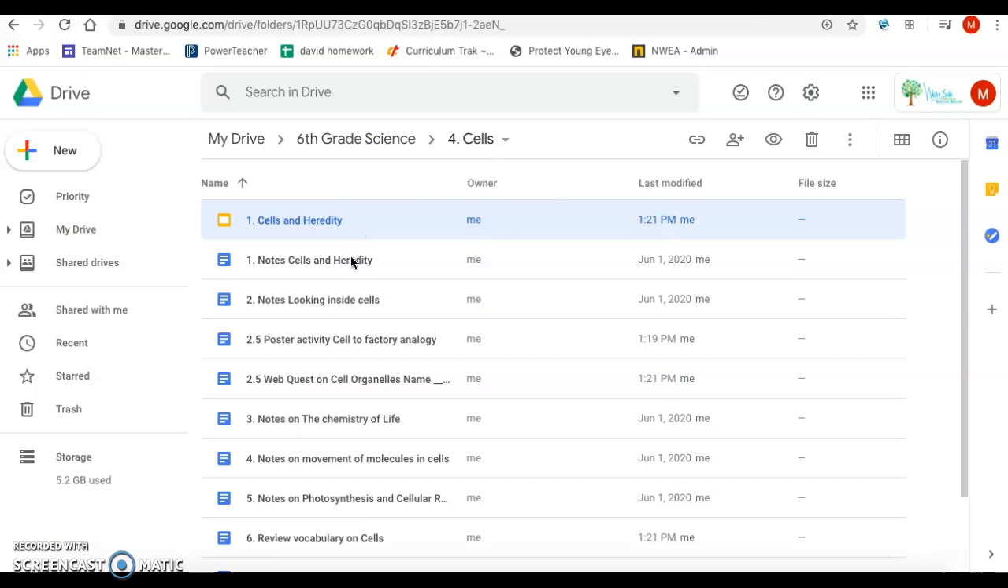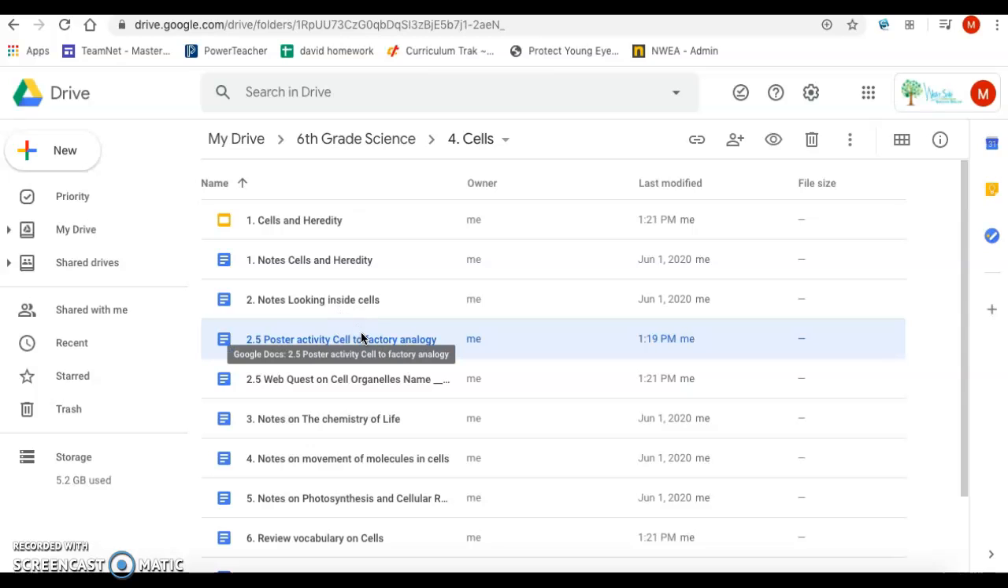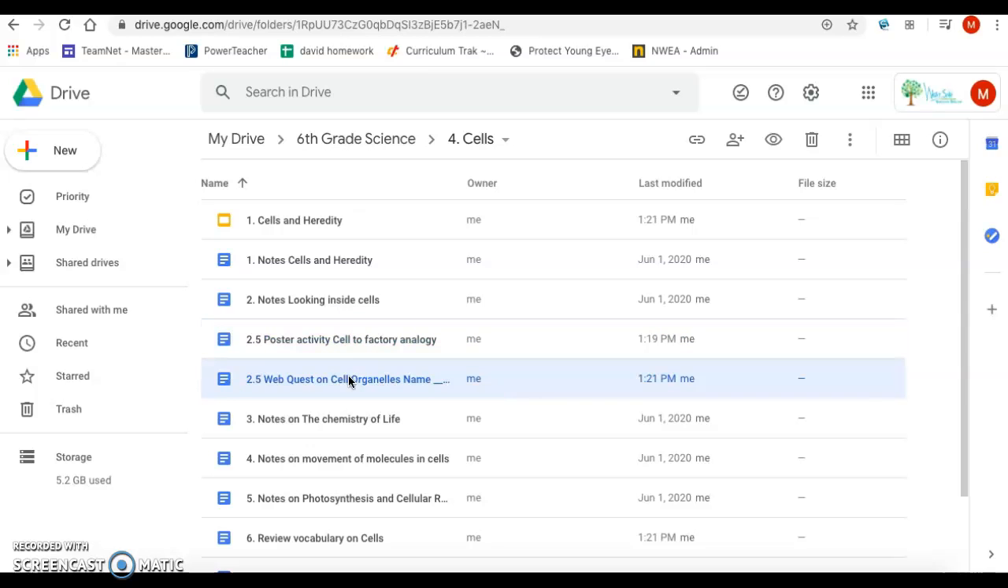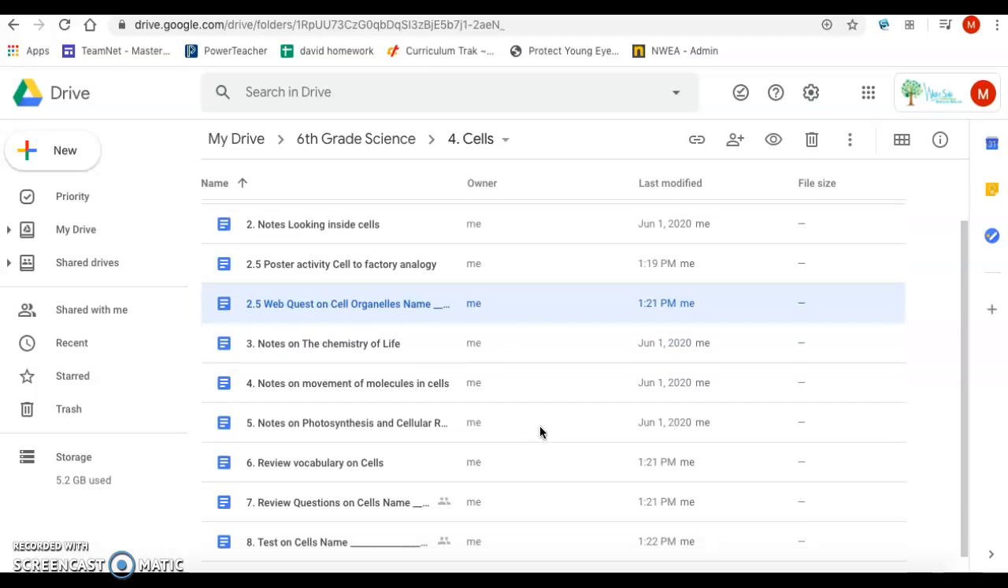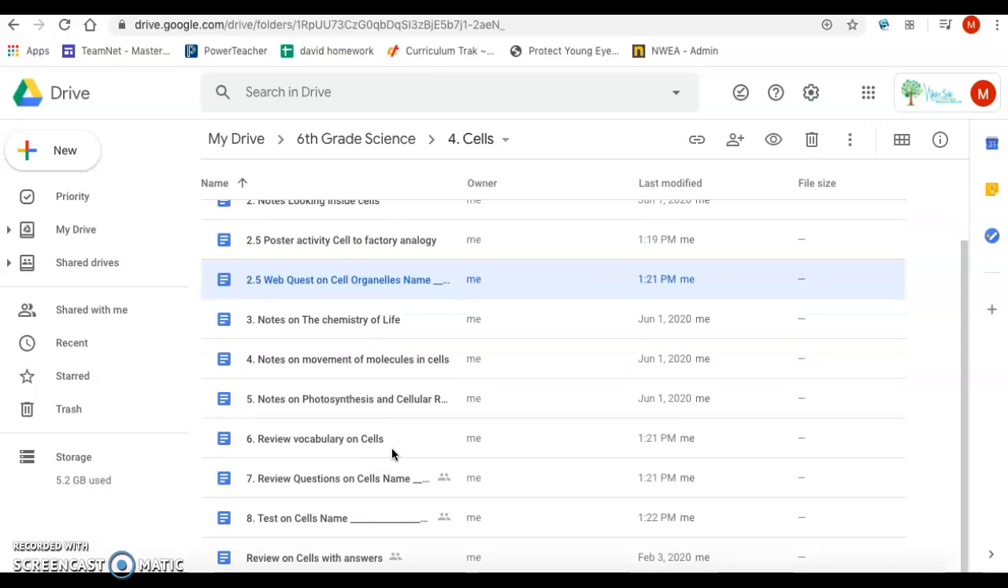Boom. Notes, cells heredity, looking inside of the notes. This is, I just made this 2.5. This is the poster activity where I rolled that out. This is the web quest where I had them look at some cell organelles ahead of time. Notes on the chemistry of life, notes on movement of molecules in cells, notes on photosynthesis and cellular respiration, and then we just jump right into the review vocab, review questions, and the test.